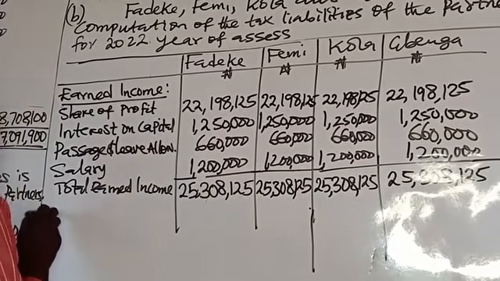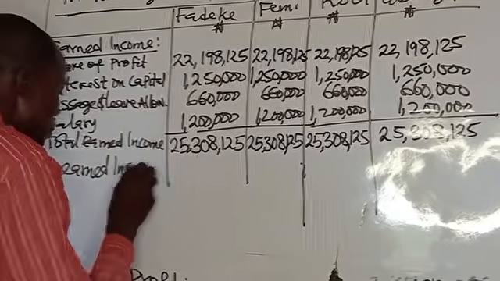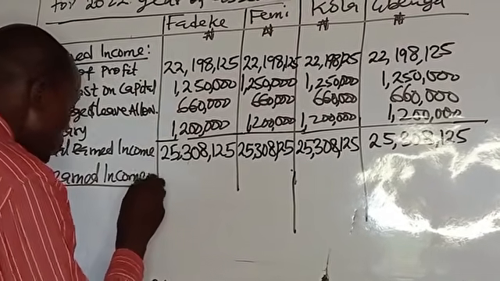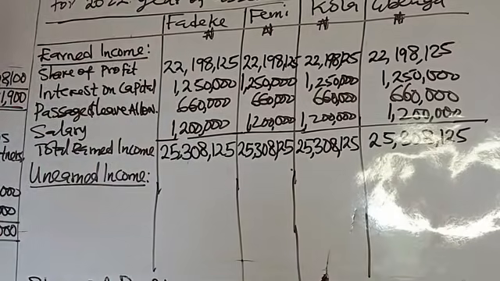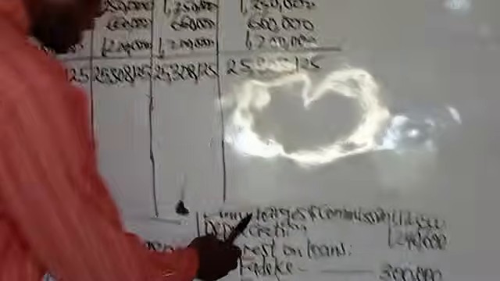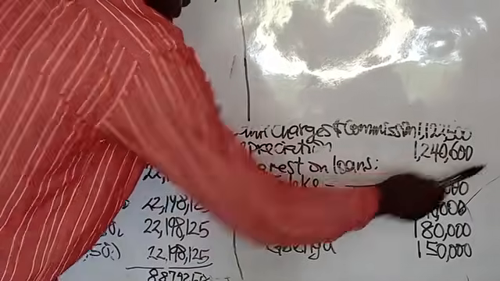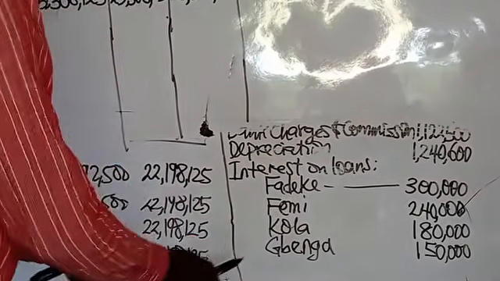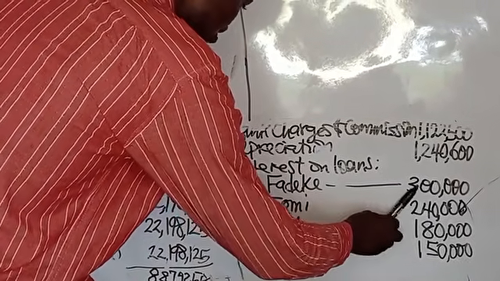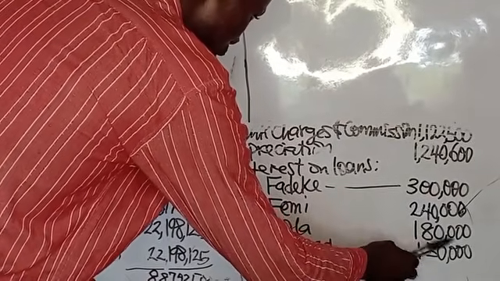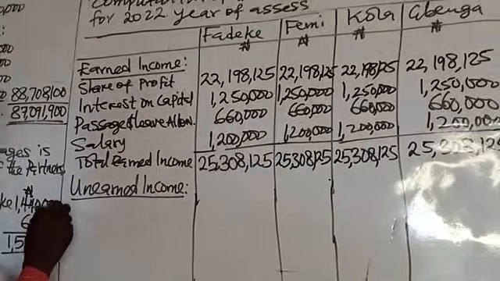After earned income, you have unearned income. Now back to the income statement. We have bank charges and commission 1,122,500. Depreciation 1,240,600. We don't need that. We have interest on loans. I've told you that interest on loans is an unearned income item: 300,000 for Fadike, 240,000 for Femi, 180,000 for Kola, Gbenga 150,000.